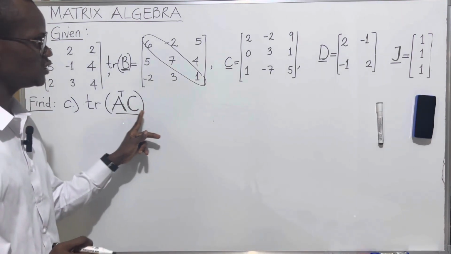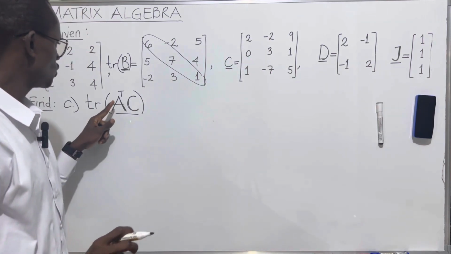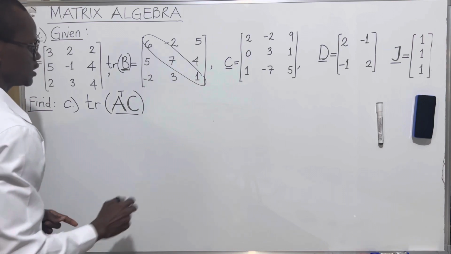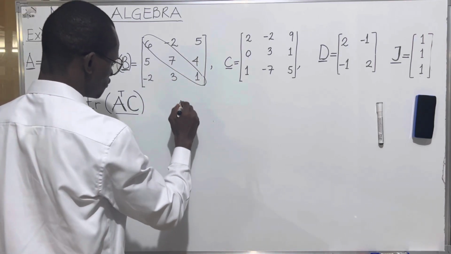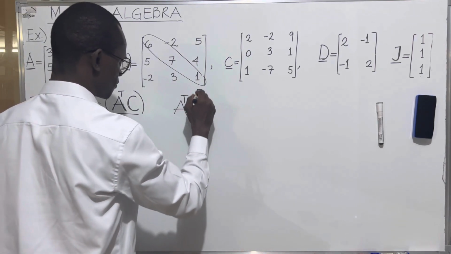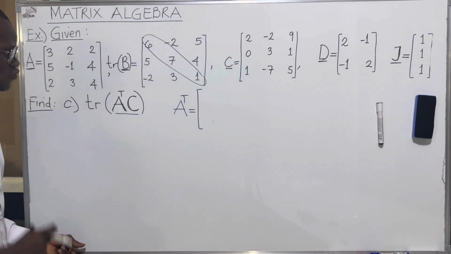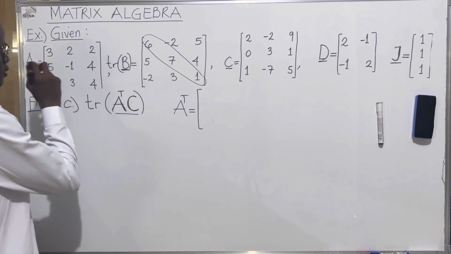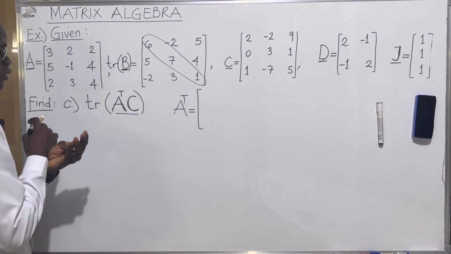Now we know matrix C to be this matrix, we know matrix A to be this particular matrix, but we do not know matrix A transpose. So the first matrix we need to find is matrix A transpose. To find matrix A transpose, as we told you in previous videos, just interchange the rows and the columns.